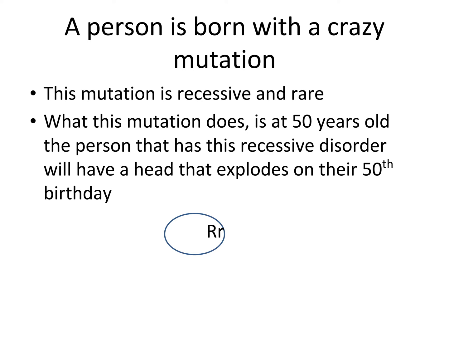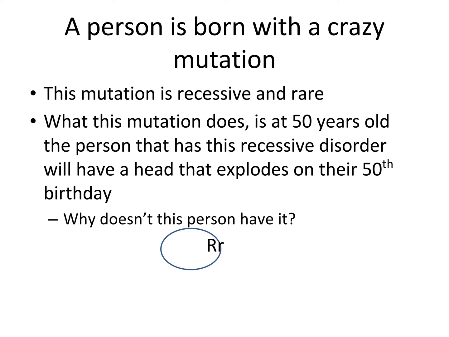But it's recessive. Okay? So being recessive, does this person have the actual disorder, or are they just a carrier for the disorder? Hopefully you've realized that no, this person right here, though they have the recessive allele, the allele that would make their head explode on their 50th birthday, since they have that one dominant normal allele, they are actually going to be okay.